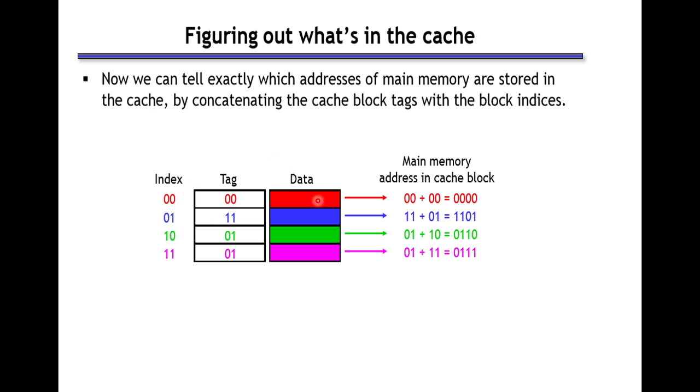So this is how exactly it looks. We have a cache with index, tag and data. So if you add tag plus index, we will get the main memory address. For example, here 0000 we will get the main memory address, and similarly 1101. So we can add tag plus index to get the main memory address.